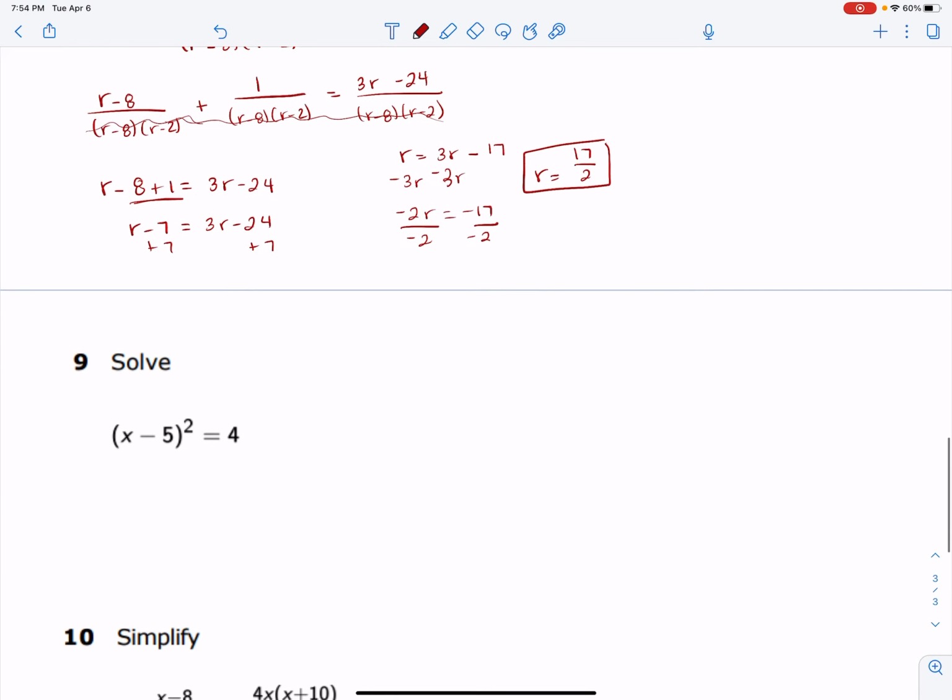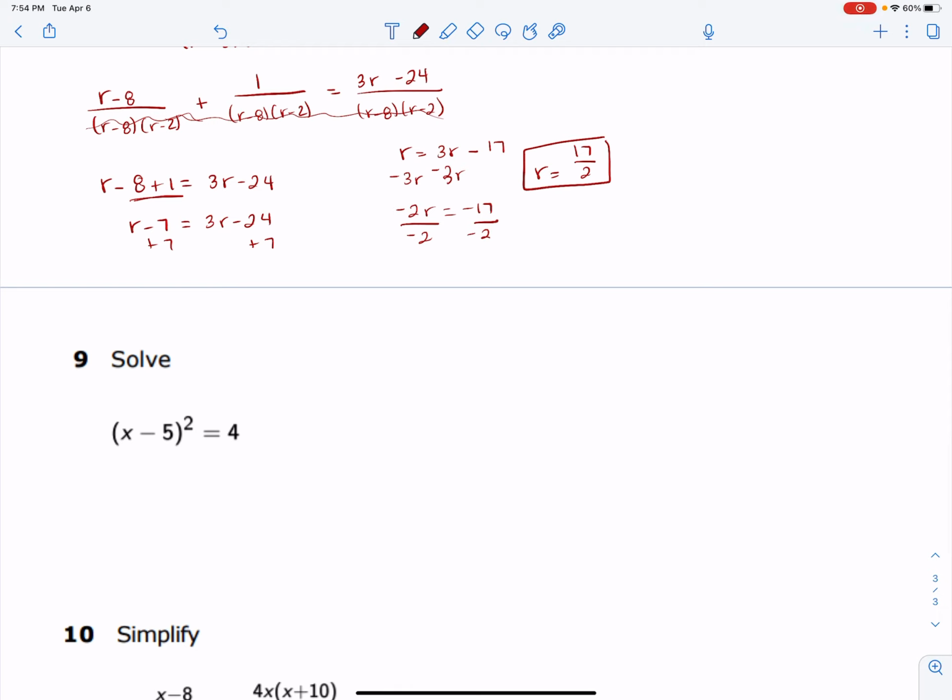Number 9, if I have (x - 5)^2 = 4, then in order to get rid of the squared, I'm going to raise it to the 1/2 power, which is the same as taking the square root. Because I started out with an x squared, my square root of 4 can be 2 or negative 2. So I have x - 5 = 2, and x - 5 = -2. So add 5, x = 7. And the other answer, x = 3.